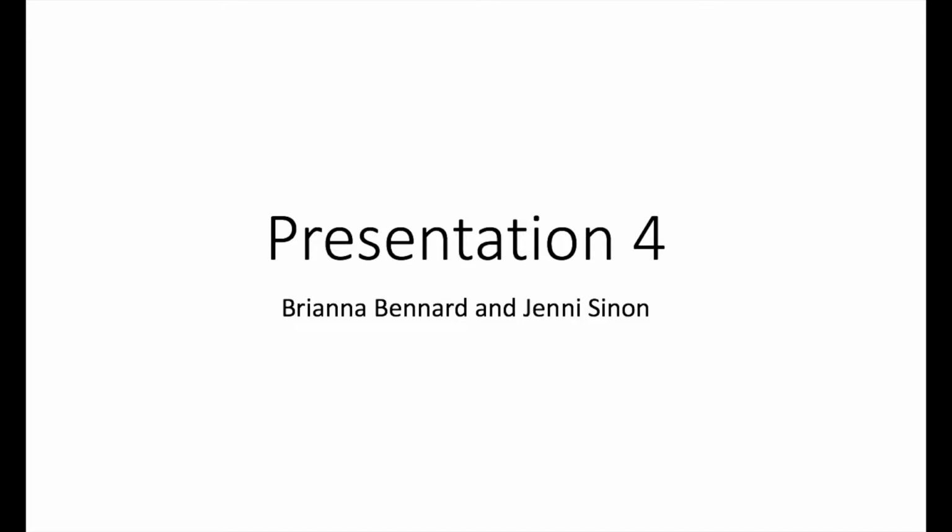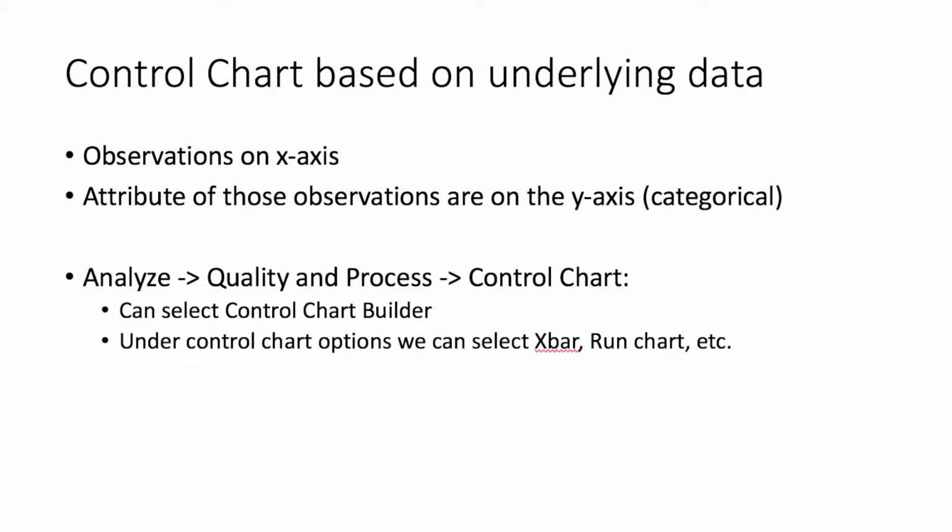In this video, we will discuss various types of control charts and exemplify them in JMP. The datasets that will be used throughout the video are the airplane data and the CLIPS 1 data. The x-axis on each of the charts shows the observations, while the attribute of the observations is on the y-axis. This is done in JMP by selecting the control chart builder or choosing one of the other various types of charts.